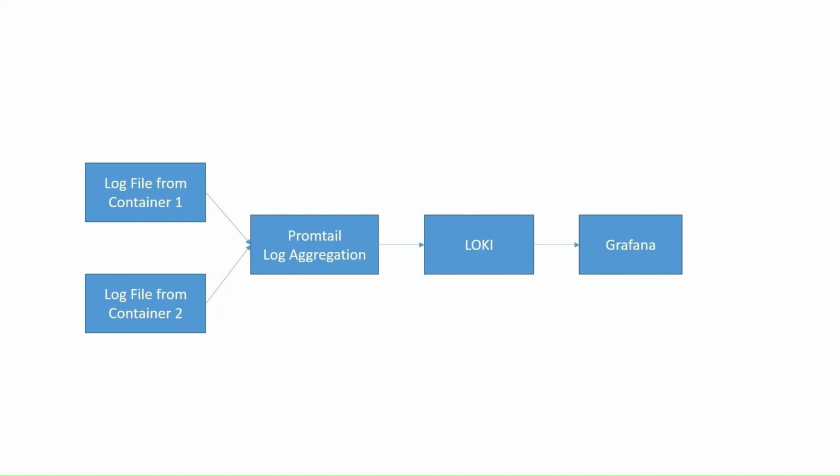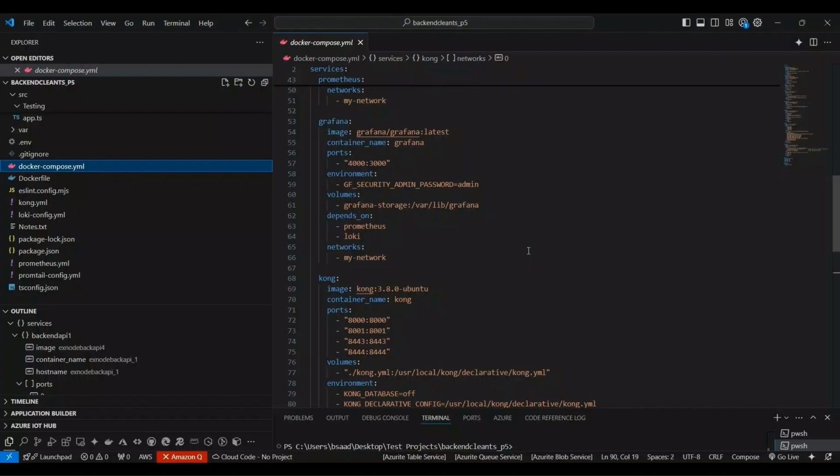We use Promtail for log aggregation, and Promtail is a service that will be aggregating our logs coming from different containers, and it will serve as the middle layer between Loki and our logs. Once it collects different logs from different containers, it will aggregate and send them to Loki. And then we can set up Loki with Grafana to receive all of those logs and have a look at them. Now we need to do some changes in our docker-compose.yml file.